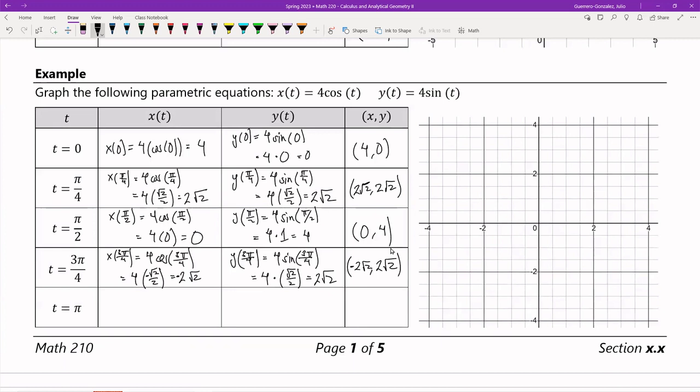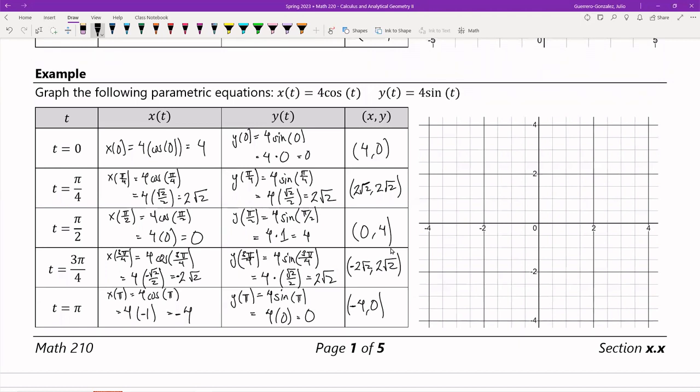Okay, and now the last one, let's go ahead and do pi. X of pi is equal to 4 cosine of pi. Cosine of pi this time is negative 1, so negative 4. Y of pi is equal to 4 sine of pi. Sine of pi this time is 0. So 0. Whoops, not 4, 0. Okay, so then we get the next coordinate, negative 4 comma 0.